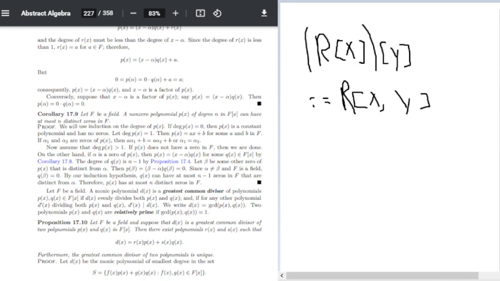So proof. We will use induction on the degree of p(x). Oh wait, give me a sec to make sure things are working technically alright. Okay, it is. Wait, what am I doing?